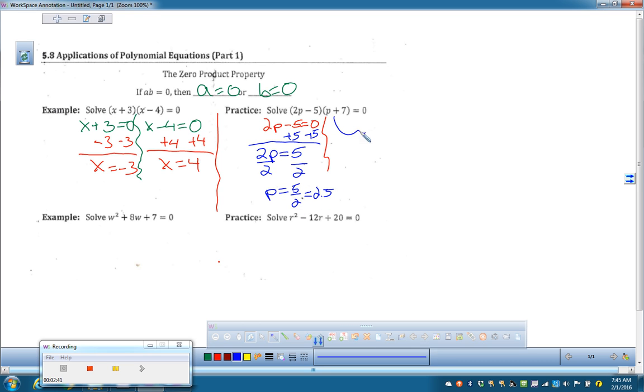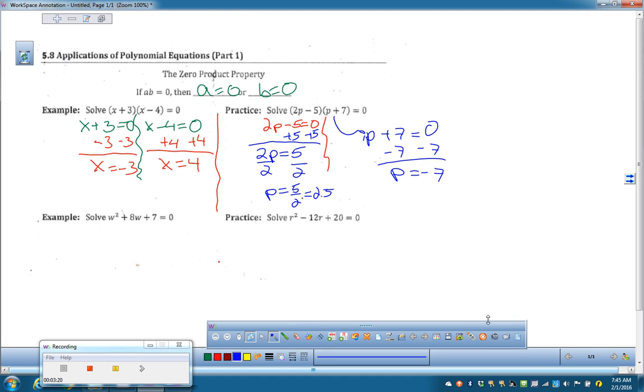Over here, it's a little bit easier. P plus 7 equals 0. So subtract 7, p equals negative 7. Is that hard? That's not too hard, right? Okay. However, then it gets harder. I'm sorry. Always does, right?